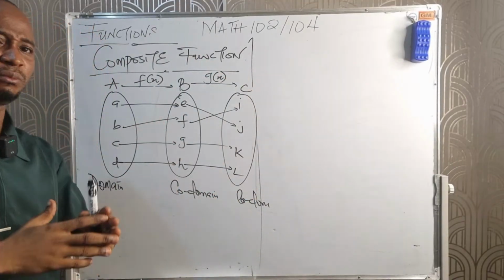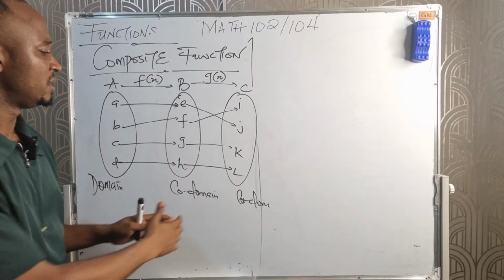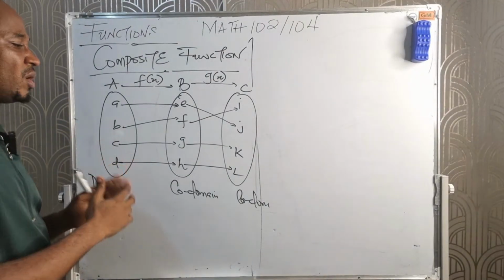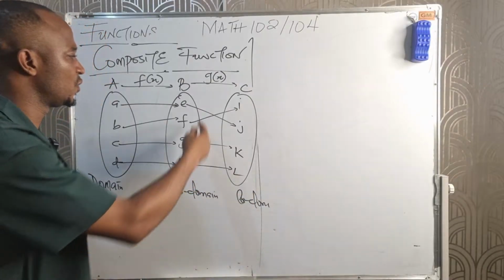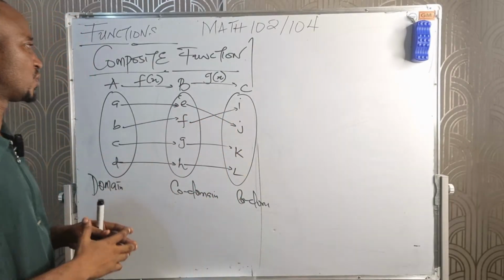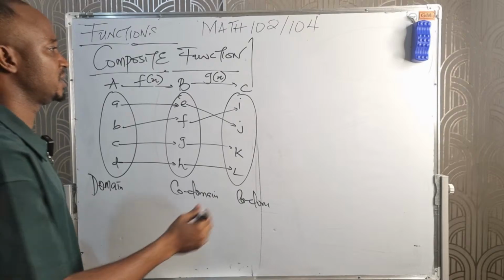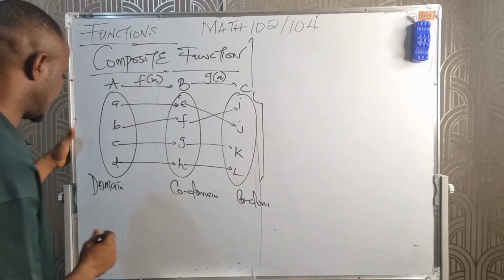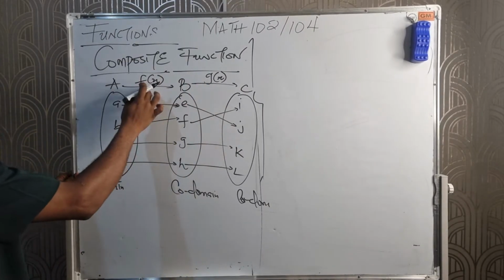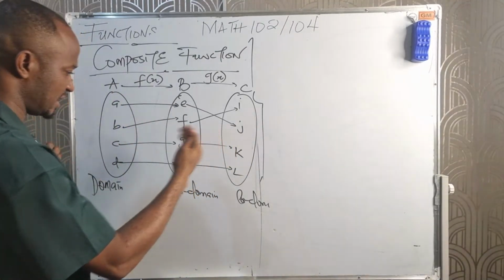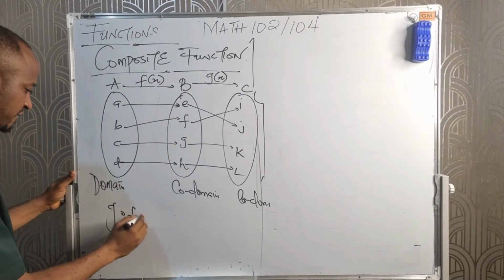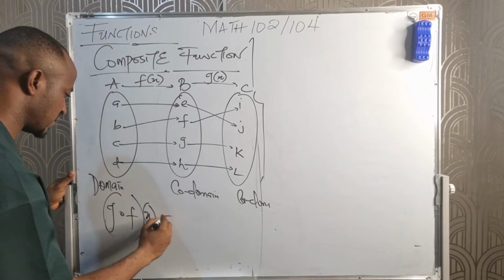So composition or composite simply means a situation whereby the codomain of a given function becomes the domain of another function. It becomes a composition of a function. And we represent this as g of f of x. It is a reverse reading: g of f of x, meaning g of f of x.